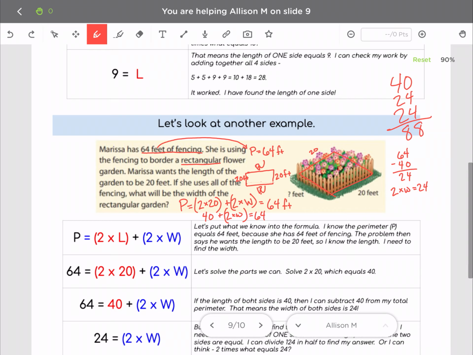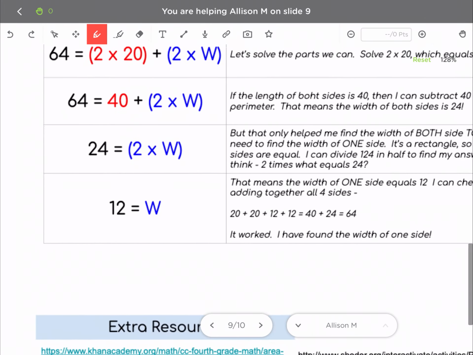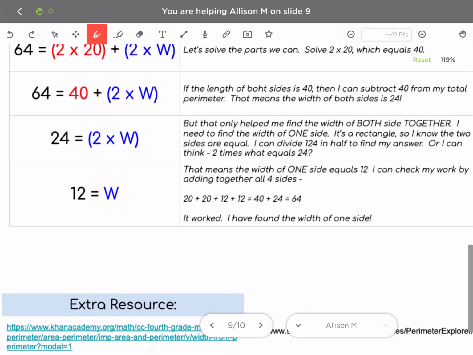So what we're going to have to do is split this 24 in half. That way it'll equal our perimeter. So 24 in half is 12. So now we know that W equals 12. And we got, here's one of our lengths, here's the other side, here's one of our widths, here's the other width, and then all that equals 64.